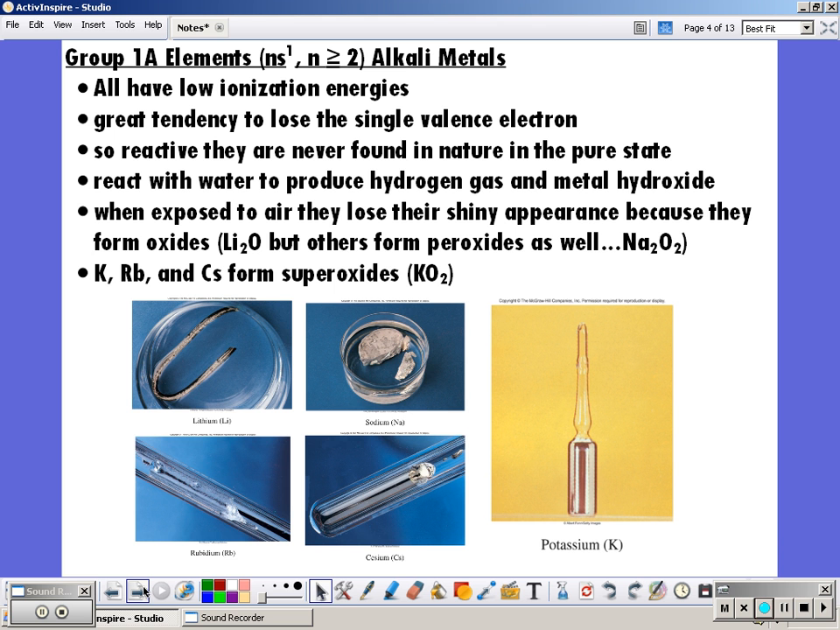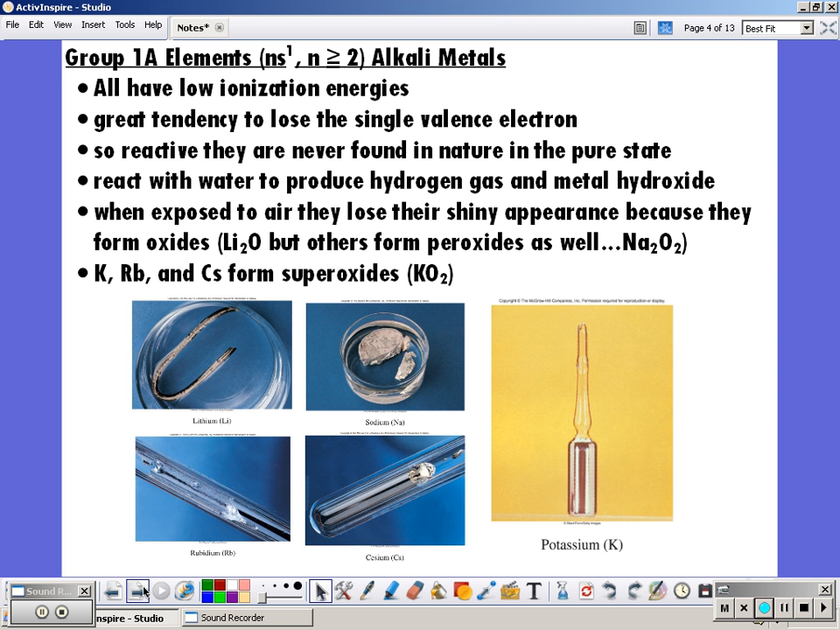When exposed to air, they lose their shiny appearance because they're forming oxides, like lithium oxide, Li2O. Lithium would form the oxide. The rest of them actually form peroxides, so Na2O2, sodium peroxide. Potassium, rubidium, and cesium can actually form superoxides. Now, a superoxide is O2-.